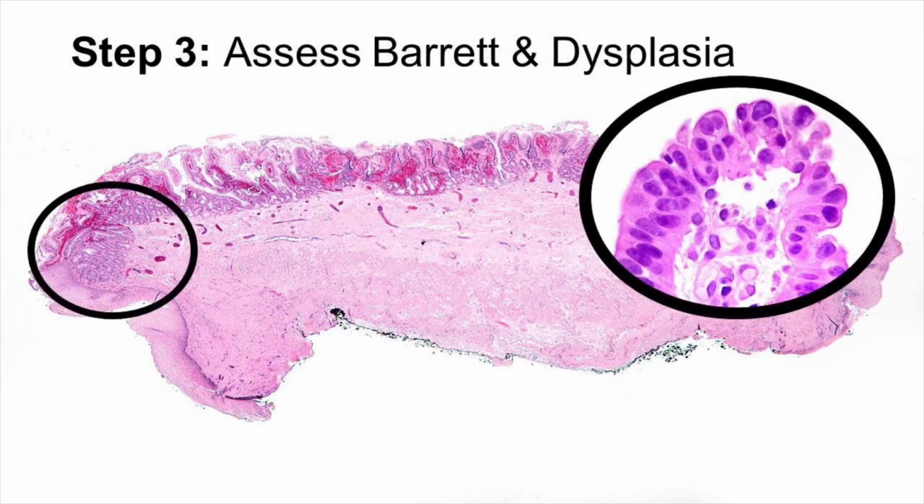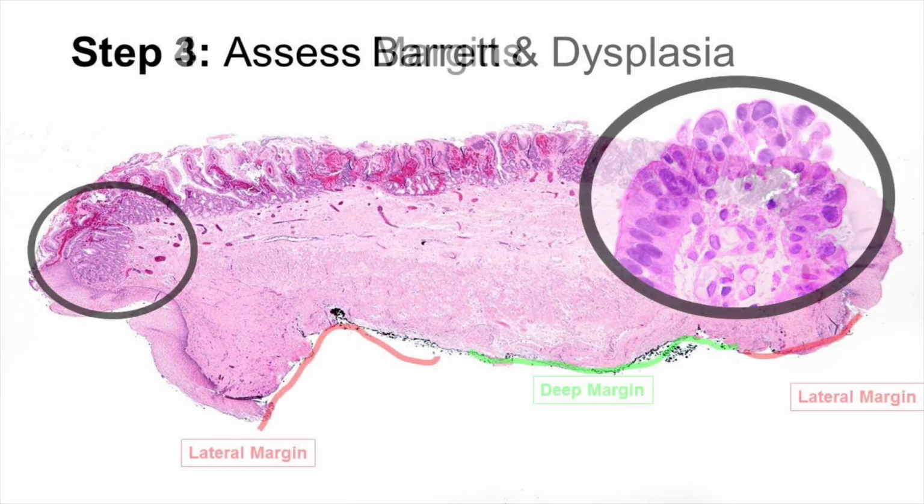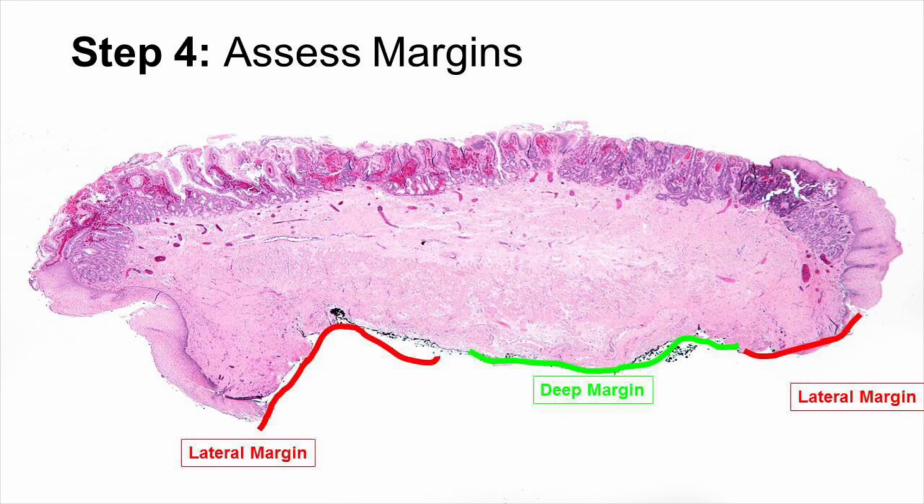Step 3, now that you're oriented to the specimen and understand the layers and the margins, look carefully for Barrett's and dysplasia. This focus in the inset shows high-grade dysplasia in a patient with a known history of Barrett. Step 4, now back off the specimen and make sure and evaluate your margins.